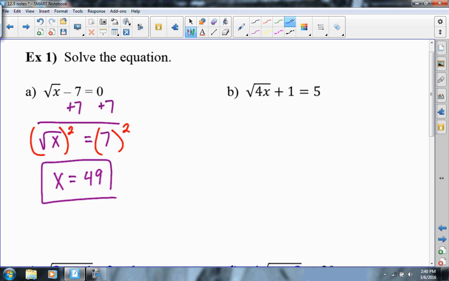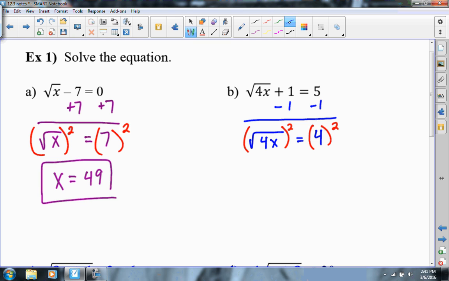Now for example B here, we're going to have a little bit more to do because we don't have just an x as our radicand, we have 4x. But again, I have to isolate this whole radical first. This whole square root, I have to get it by itself. So here I have to subtract the 1 as my first step. Then I'll have the square root of 4x equals 4. And then I have to get rid of that square root. So I'm going to square both sides.